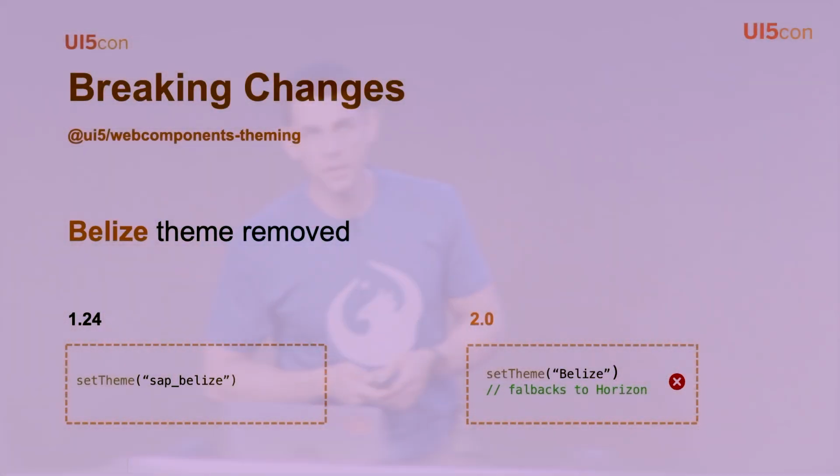Okay, maybe the biggest change is the removal of Belize. When the Web Components project started, Belize was already there. So it's quite an old theme, and basically SAP UI5 deprecated the theme, and we took the chance to remove it because now we are really encouraging, and not only us, but also SAP design, all applications to move on to the newest theme, and it's the Horizon one.